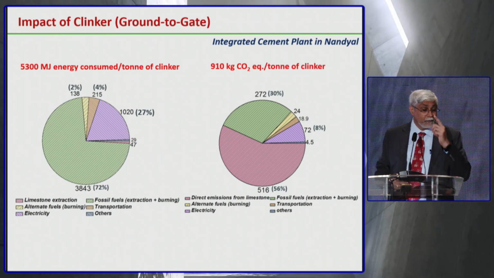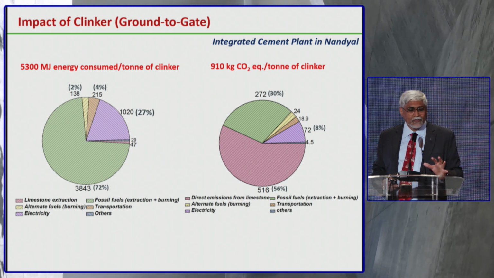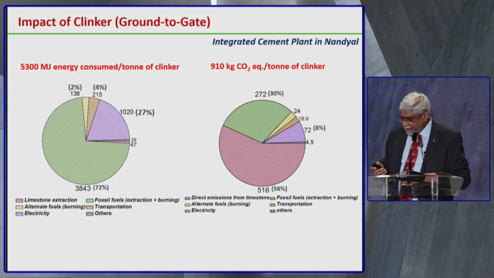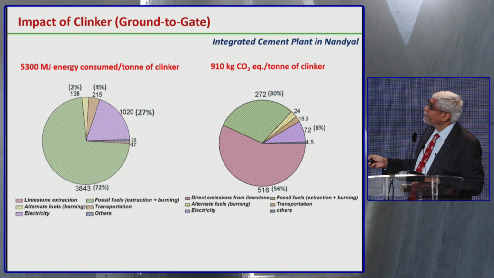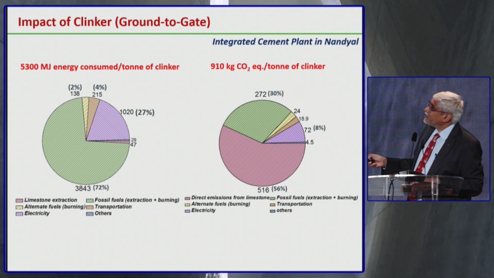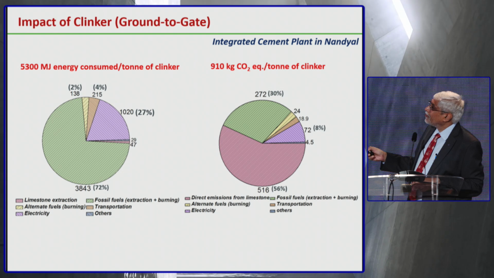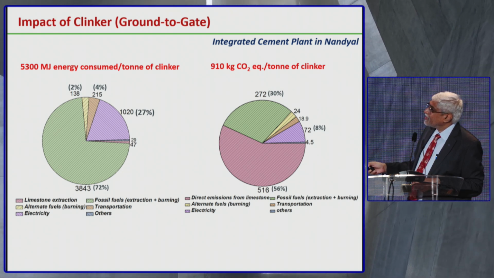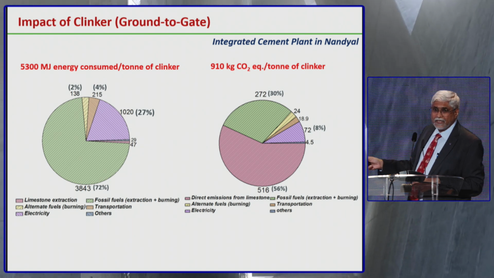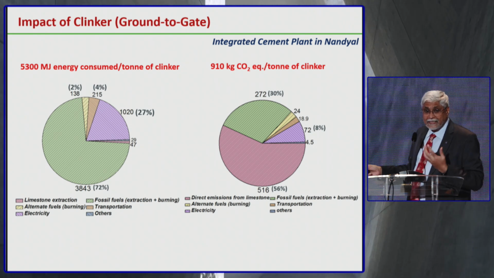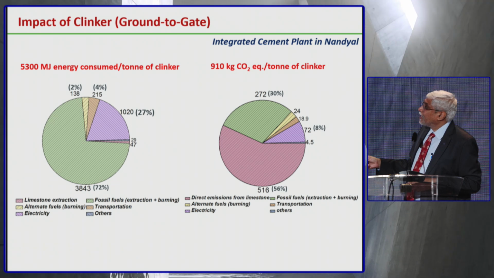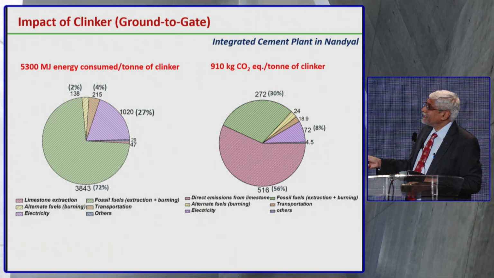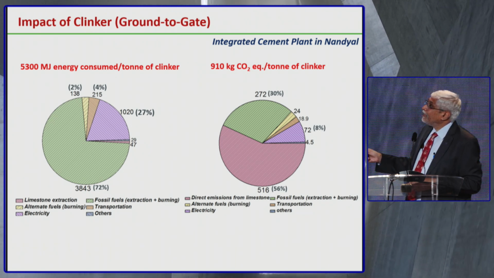So these are some numbers. Some of you will already know the numbers, so I'm reiterating. If we look at energy, out of the 5,300 megajoules per ton of clinker, we use a lot of energy. Most of the energy is coming from fossil fuels, at least in India, at least in this plant. And some of it is from electricity. Okay? This is only for clinker.